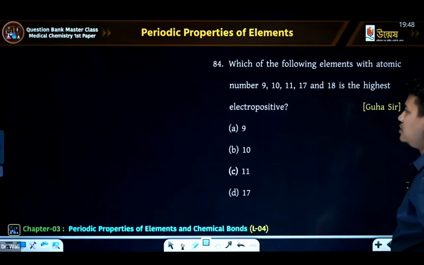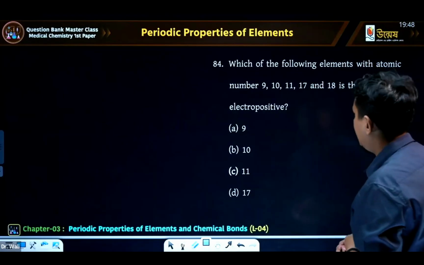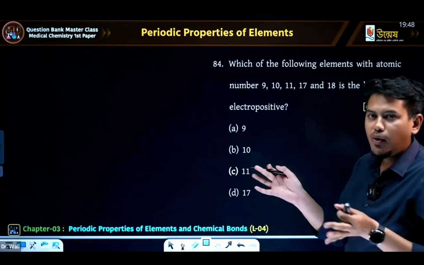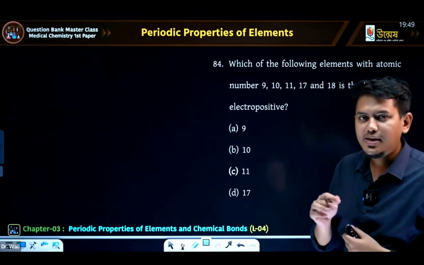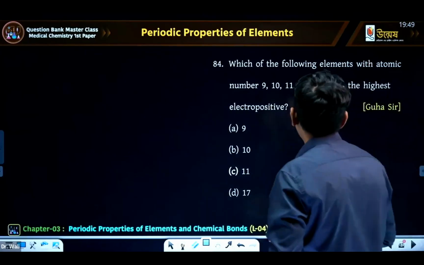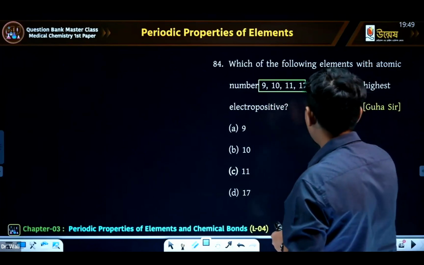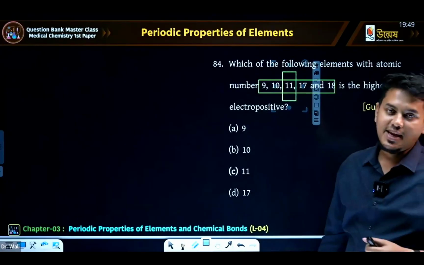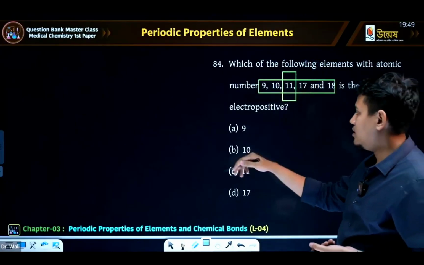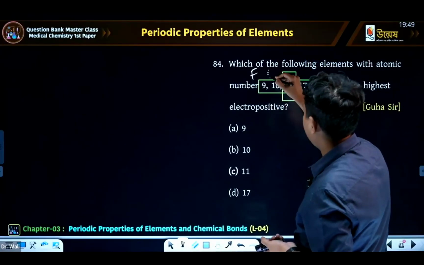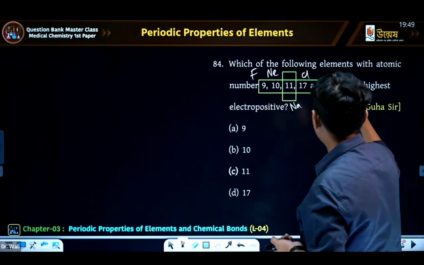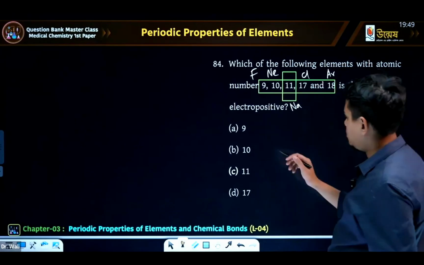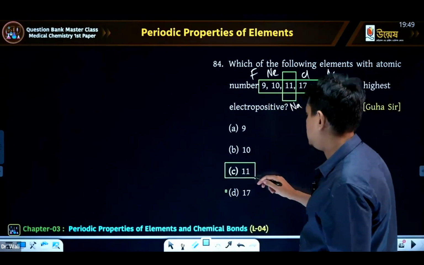Which of the following elements with atomic numbers 9, 10, 11, 17, 18 has the highest electropositivity? The highest electropositive element will be located at the left side and the lower portion. So the lower left corner should be the element of highest electropositivity. Among atomic numbers 9, 10, 11, 17, and 18, we are sure that 11 stays at the left side because 11 is sodium. We also know the names of the remaining ones: 9 is fluorine, 10 is neon, 11 is sodium, 17 is chlorine, 18 is argon. So the position of sodium is at the left, and it will be the element of highest electropositivity.